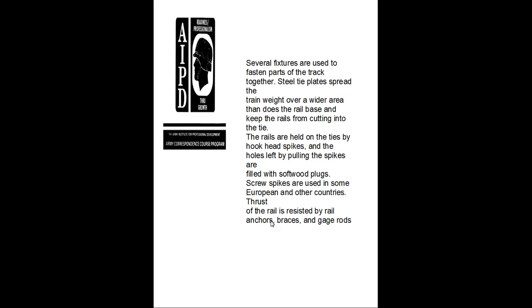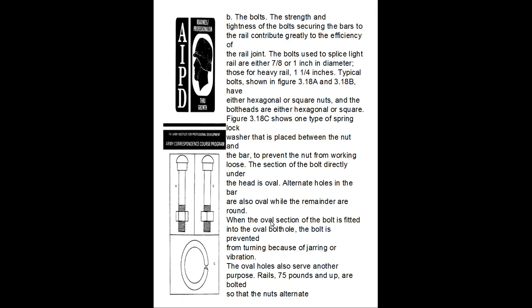Hook headed spikes are used, and the holes left by pulling spikes are filled with soft wood plugs. Screw spikes are used in some European and other countries. Thrust from one rail to the other is resisted by rail anchors, braces and gauge rods. The bolts hold the lengths together, and tightening the bolts securing the bars and the rail contributes greatly to the efficiency of the rail joint.